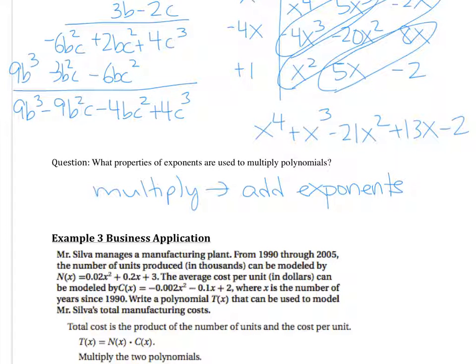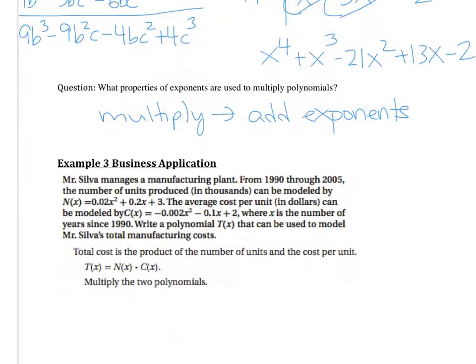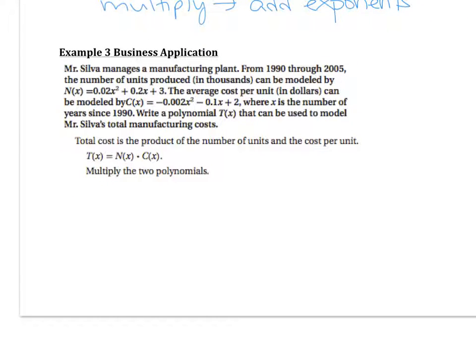Okay, and then there's a nice little application here. Silva manages a manufacturing plant from 1990 through 2005. The number of units produced in thousands can be modeled by this function. The average cost per unit in dollars can be modeled by this function, where x is the number of years since 1990. Write a polynomial t of x that can be used to model Mr. Silva's total manufacturing cost. The total cost is going to be the product of the number of units and the cost per unit. So we're basically going to multiply the two polynomials together. I think I'm going to do the table format again.